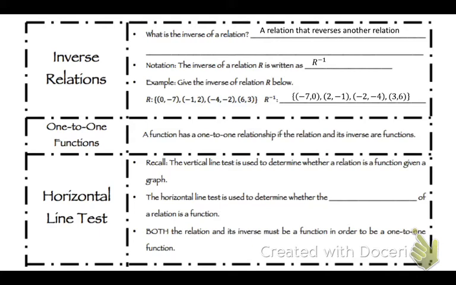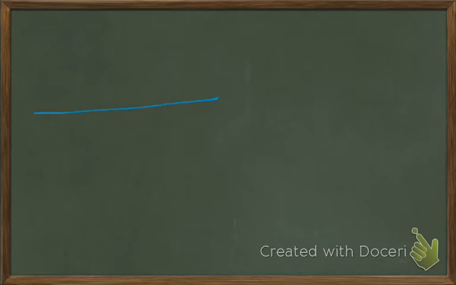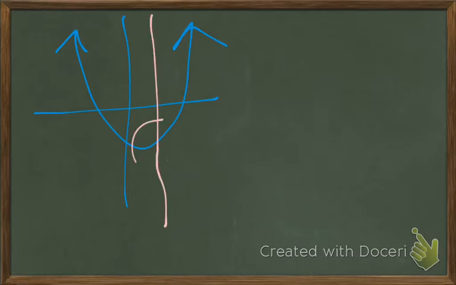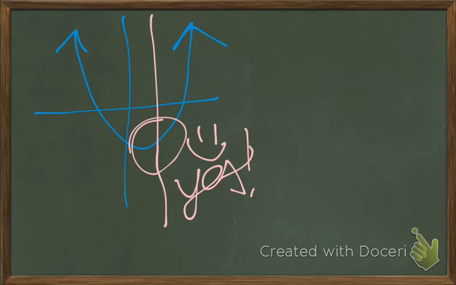A function has a one-to-one relationship if its relation and its inverse are functions. And if you remember back to the vertical line test, the vertical line test will tell you if something's a function. So say you have some graph. Here, vertical line test. Can draw a line down this. It only hits it once, so yes, it's a function.